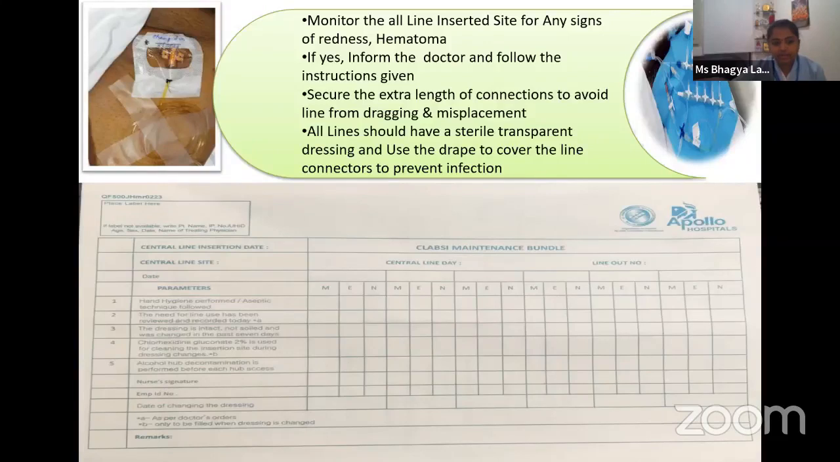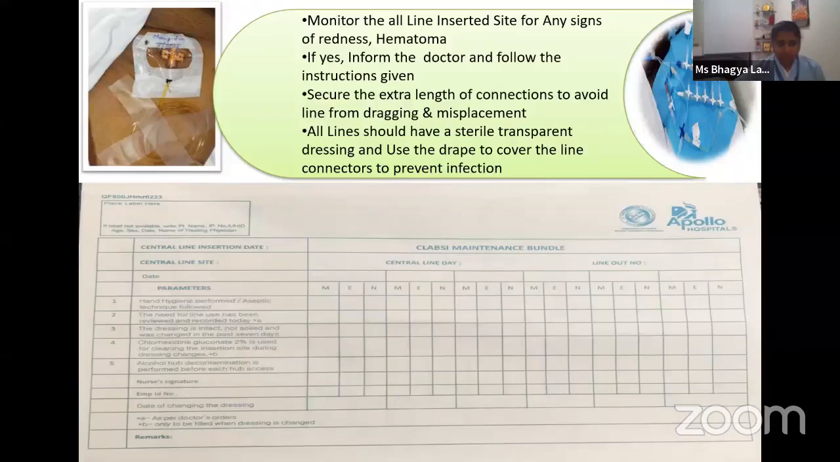I'll just read out the parameters for each line. Whenever you're touching the patient, hand hygiene is the primary thing we have to follow. We always know the 6 steps of hand washing and the 5 moments of hand hygiene. So each bundle says we have to follow hand hygiene.